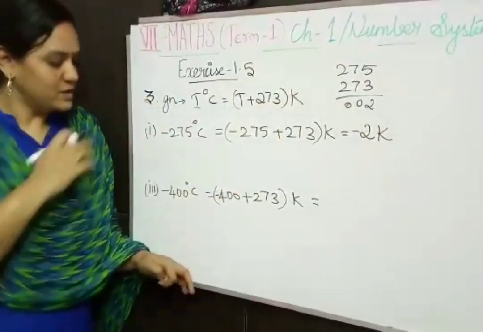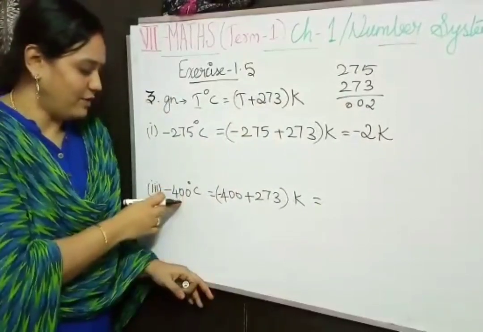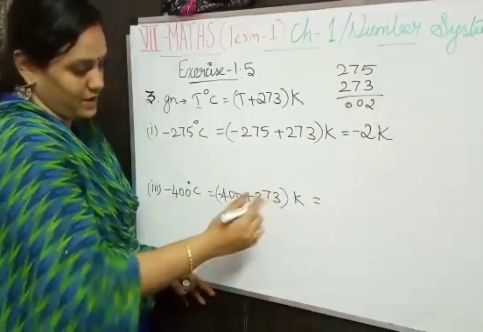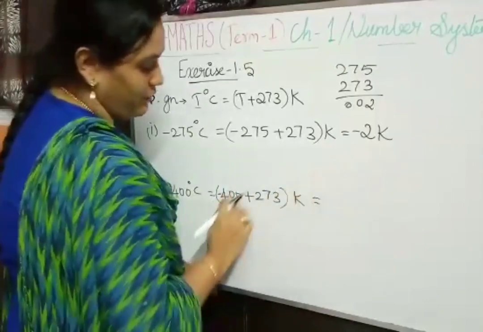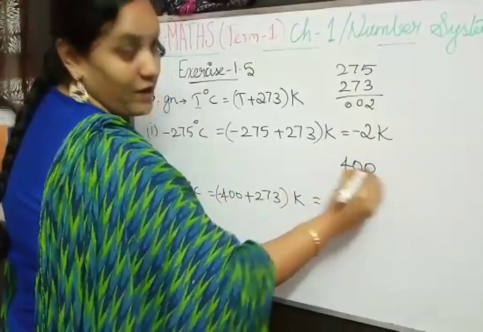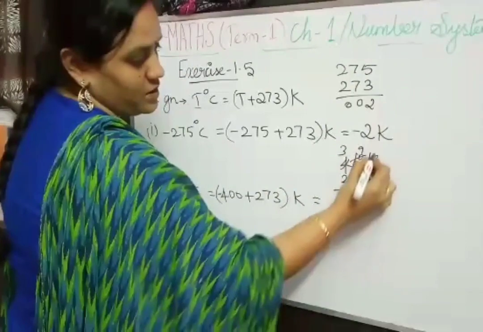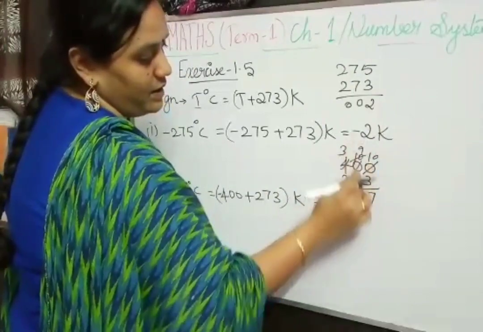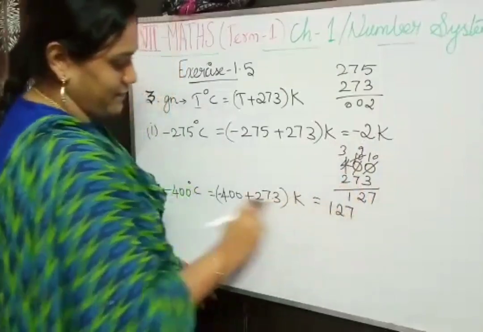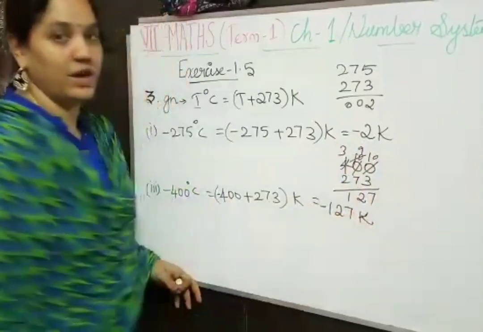Very easy. Okay. So next thing they have given minus 400 degree C. So what we have to do? We have to add 273 to the given number. So minus 400 plus 273. Here also different signs, so we have to subtract. So 400 minus 273. So we have to borrow it. 10 minus 3 is 7. 9 minus 7 is 2. 3 minus 2 is 1. So my answer is 127. The greater number is minus, so minus 127 K is your answer.